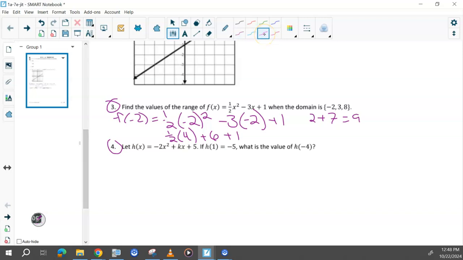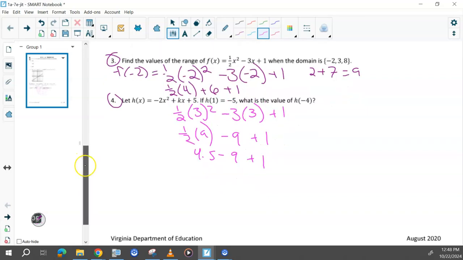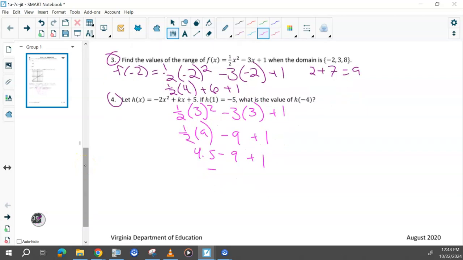And then you would do the same thing for 3 and for 8. We'll just write that down here. So this would give me 1/2 times 9 minus 9 plus 1. This would give me a decimal for 9/2 or 4.5. 4.5 or 9/2 plus minus 9 would be -4.5 or -9/2 and then plus 1. So -3.5 or -7/2.